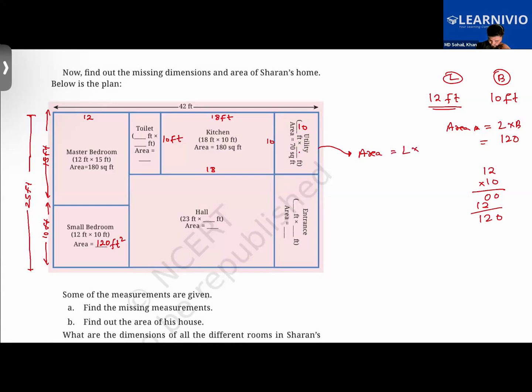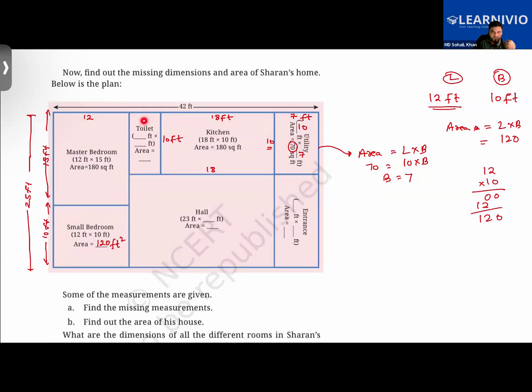Area equals length multiplied by breadth. Area here is given as 70. Okay, length you have seen it is 10. So what will be breadth? You tell me. 7. Very good. So that is 7, meaning that this much side is equal to 7 feet. Okay. So we have found out for utility. So far, you have solved for small bedroom and you have also solved for the utility room. Very good, Sai.